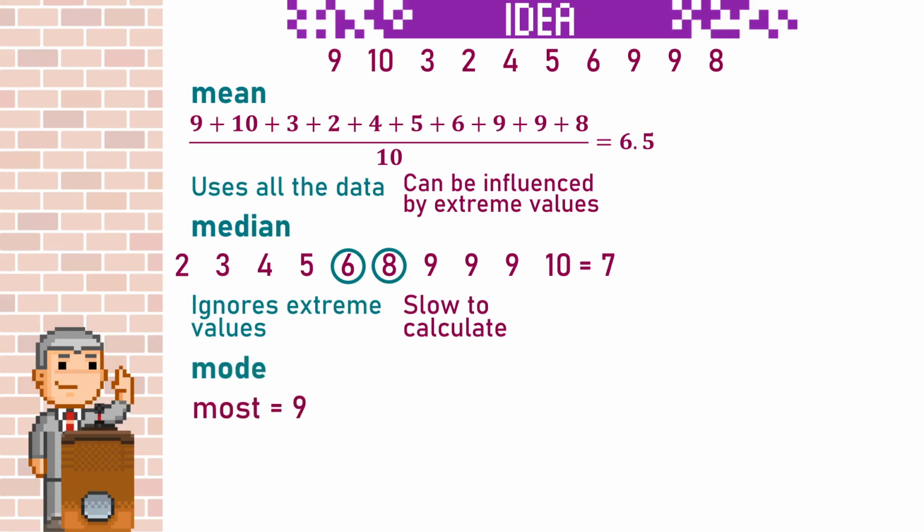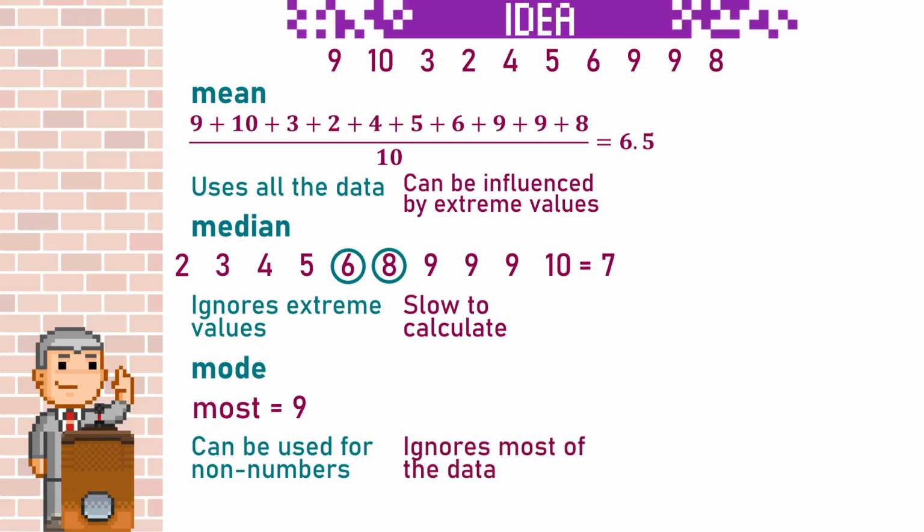You can have more than one mode. Here the mode is 9 because there are 3 9s. If we had 2 modes, we would call that bimodal. The mode average is great at finding the average of non-numerical data, but the weakness of the mode is it ignores most of the data.